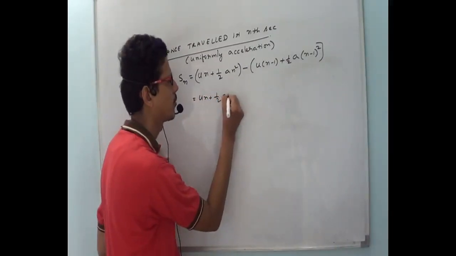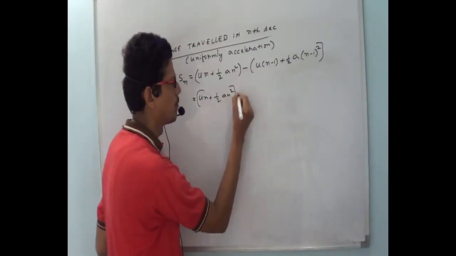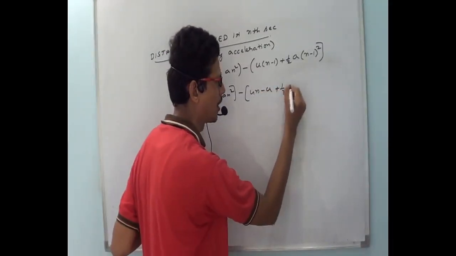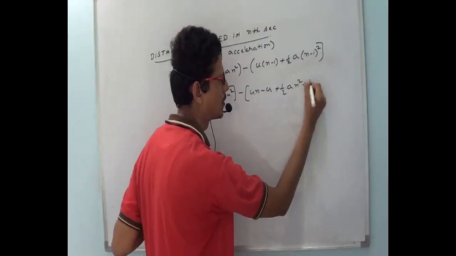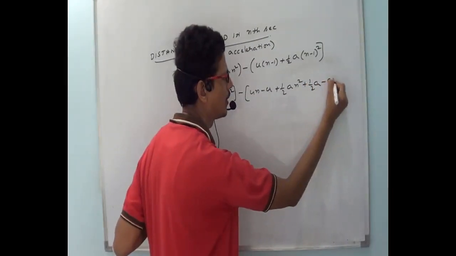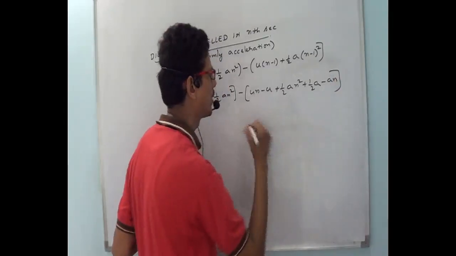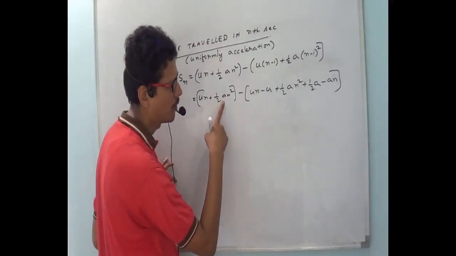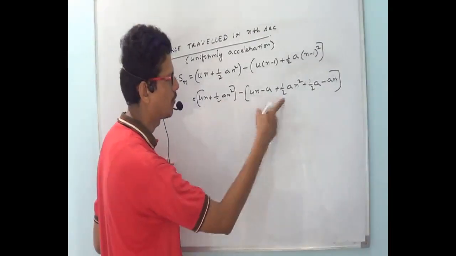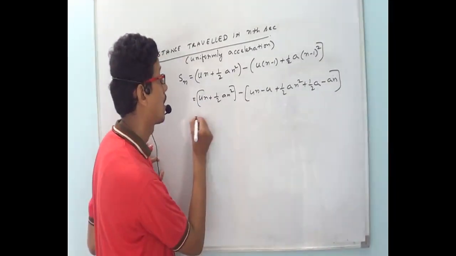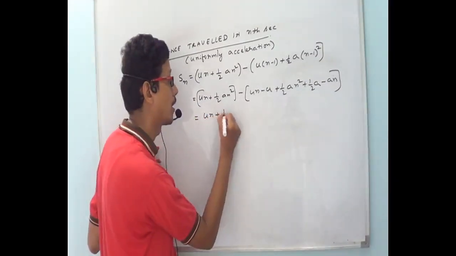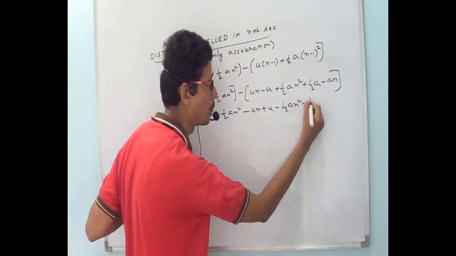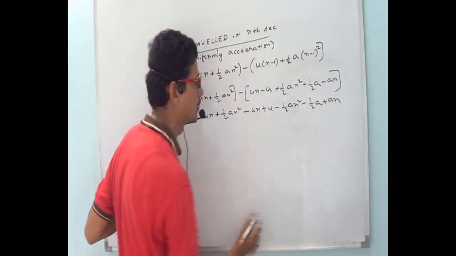un plus half a n square minus un minus u plus half a n square plus half a minus a into n. So this I will get, okay. This plus un and minus un will get cancelled. The half a n square and minus half a n square, that will get cancelled. Okay, I will expand this: un plus half a n square minus un plus u minus half a n square minus half a plus a n.